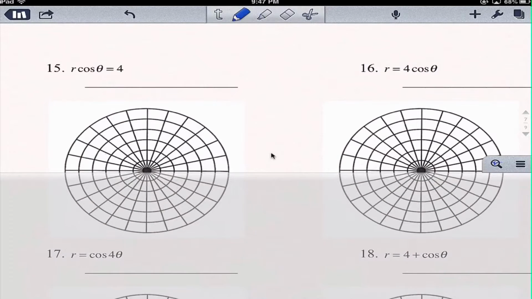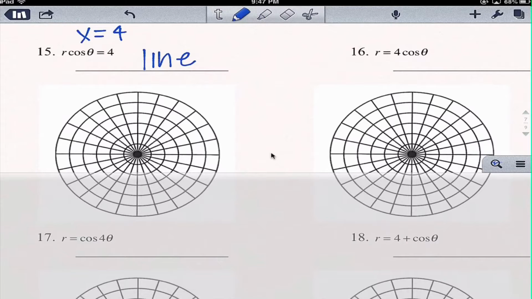Okay, if we go to number 15, r cosine theta. R cosine theta we learned is equal to x. This was like the quiz that we took in class today, our survivor quiz. We saw stuff like this. This would be a line, and x equals 4 means I'm going to the right, 1, 2, 3, 4, and I'm going to draw a vertical line.